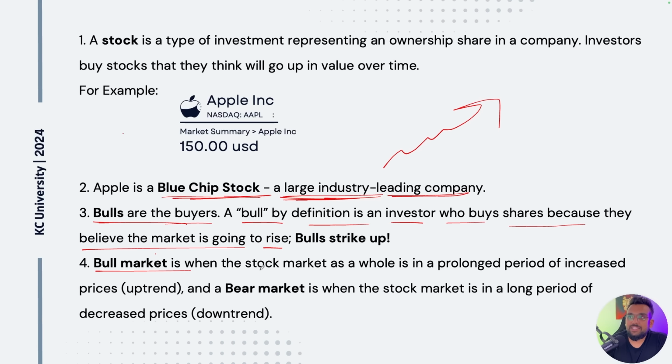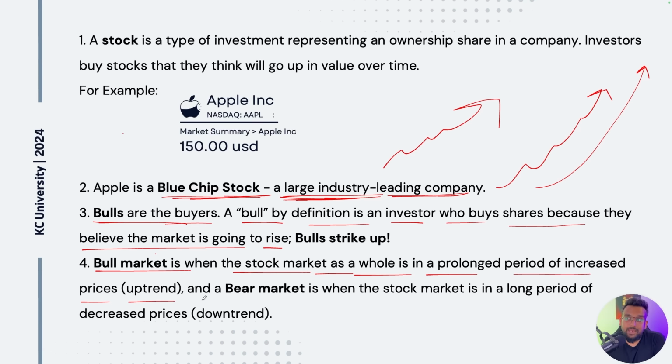Now, a bull market is when the stock market as a whole is in a strong period of increased prices. A bull is a buyer, a bull strikes up. And when we say it's a bull market, that means the stock market is going higher. It's a prolonged period of increased prices, an uptrend, prices going up.